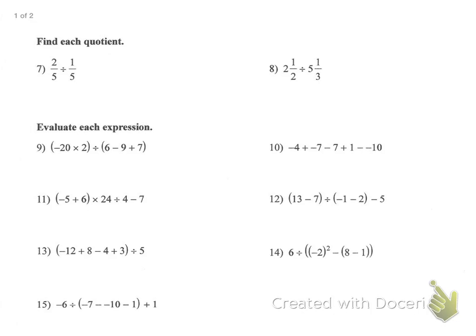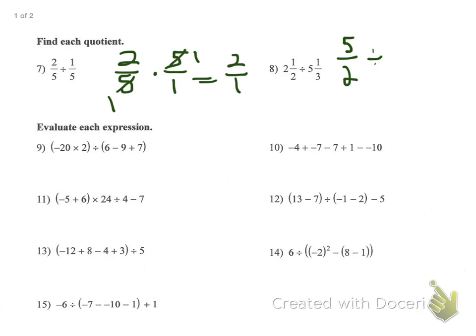All right, let's look at the next part of the test, dividing. So the algorithm for dividing is keep, change, flip. And again, once you get to the multiplication part, you can do cross simplification. That'd be 2 over 1. In this case, you need to turn them into improper fractions. 2 times 2 is 4, plus 1 is 5, divided by 5 times 3 is 15, plus 1 is 16. Then you would do keep, change, flip.